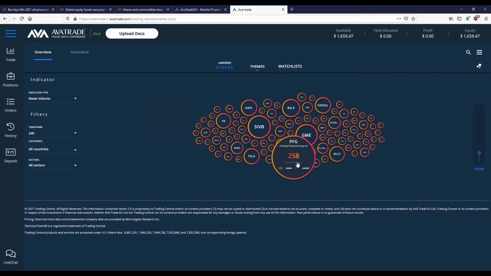We see Principal Financial Group. We see Google, Apple, Facebook. Some of the larger bubbles are commonly known. Others maybe not so much.